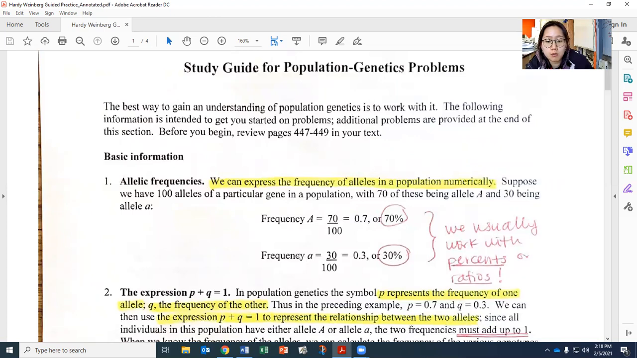Same with the frequency of the lowercase a, you're going to be going from 30 divided by 100 to 0.3 or 30%. We'll usually stick to this ratio decimal number rather than the actual percentage, because you'll convert everything back to the decimal in the end anyways to do these calculations.